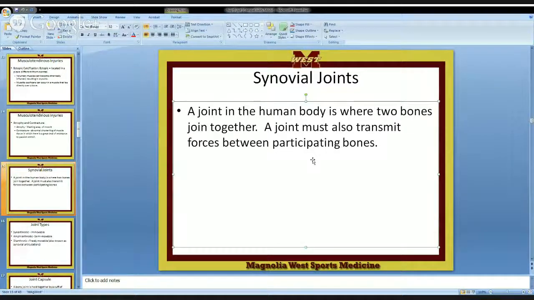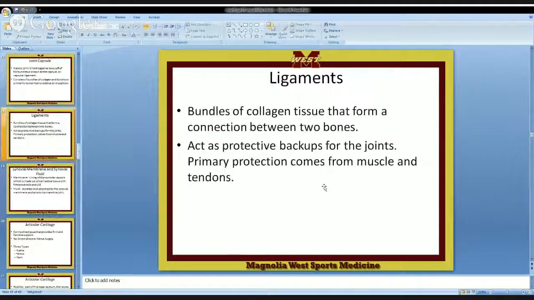15 is talking about in the human body there are where two bones join together, and it must also transmit forces between the participating bones. That is called what? A joint. Very good. Super. So 15. No, nothing on 16, 17. Let's go to 18. Slide number 18.